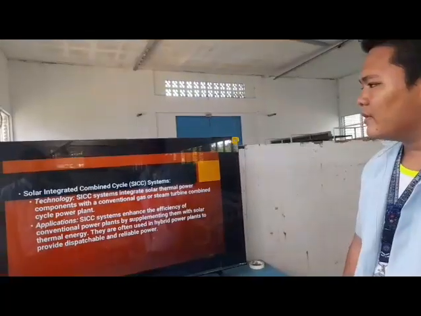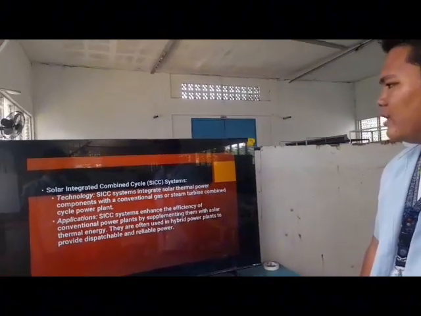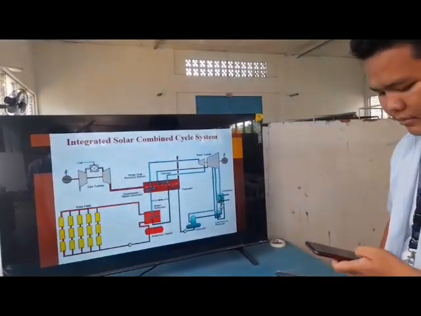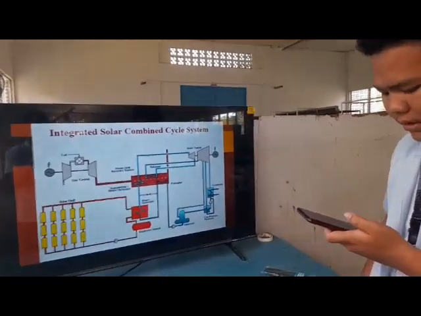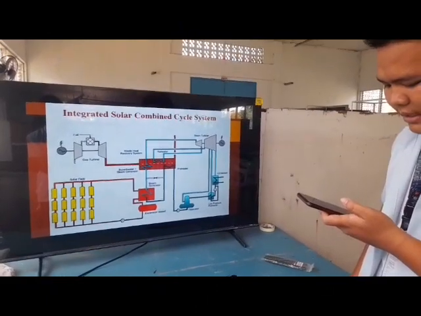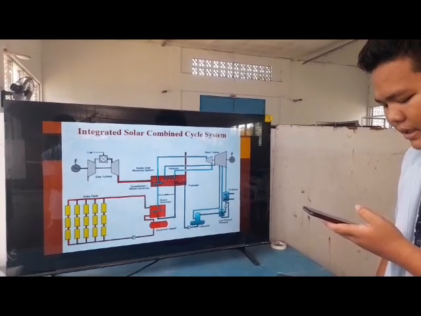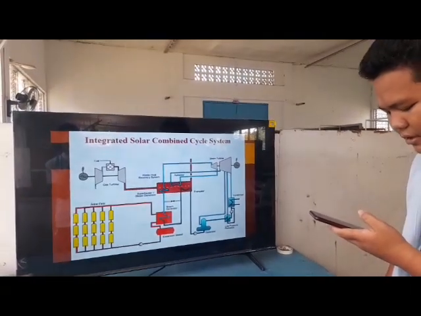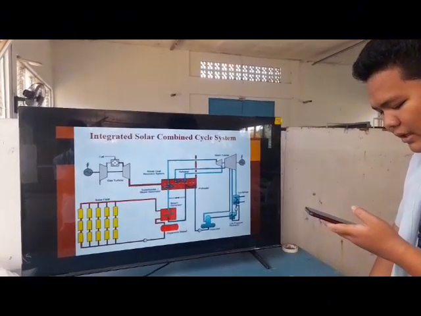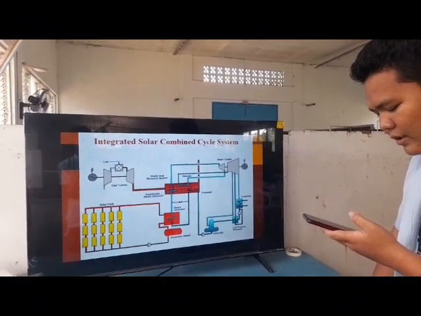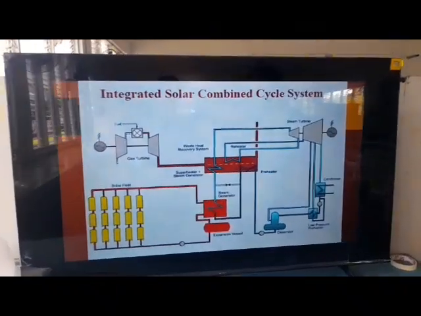Solar Integrated Combined Cycle, or SICC, systems. Technology: SICC systems integrate solar thermal power components with a conventional gas or steam turbine combined cycle power plant. Applications: SICC systems enhance the efficiency of conventional power plants by supplementing them with solar thermal energy. They are often used in hybrid power plants to provide dispatchable and reliable power.